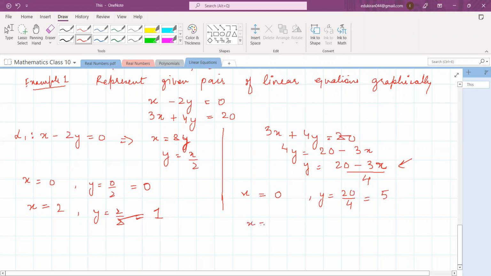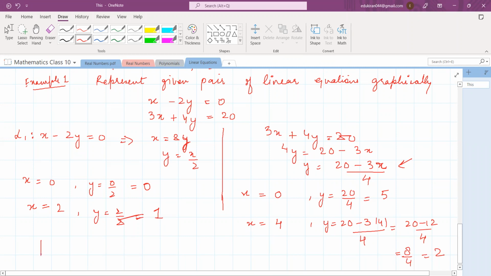Next, if I take x is equal to 5, 3 into 5 is 15, and 20 minus 15, no. If I take x is equal to 4, so 3 into 4 is 12. 20 minus 12 is 8, and 8 by 4 is 2, right? So do it in your mind. Take x is equal to 4. So y will become 20 minus 3 into 4 divided by 4. This will give you 20 minus 12 divided by 4. This is 8 divided by 4, and this is 2.